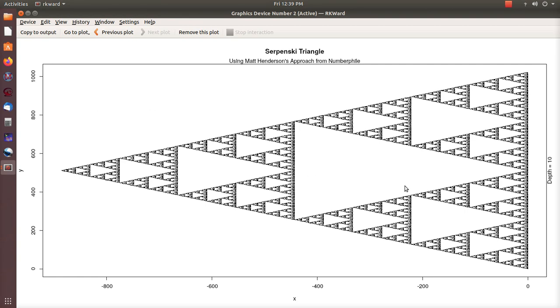Hello, in this video we're going to create a Sierpinski triangle in R. Now this Sierpinski triangle is actually one continuous line, and it plots into this Sierpinski triangle. This is inspired by a Numberphile video just recently where he had Matt Henderson on, and he was illustrating drawing these Sierpinski triangles in Mathematica. And I wondered if we could do it in R. And so that's what this whole video is about.